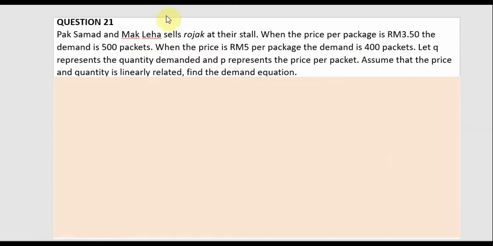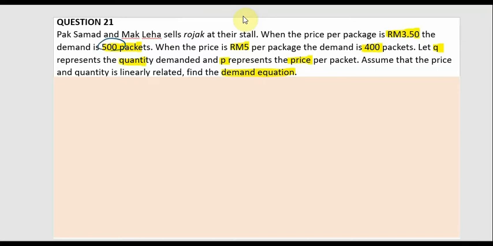And given here, when the price per package is 3.5, the demand is 500 packets. Then we have here, when the price is RM5, the demand is 400 packets. Let Q represent the quantity and P represent the price. So now we want to find the demand equation. Okay. Jadi apa perlu anda buat kalau dapat soalan yang begini?